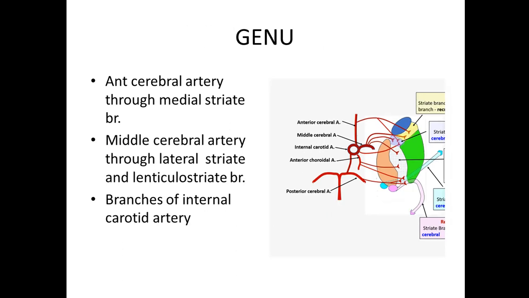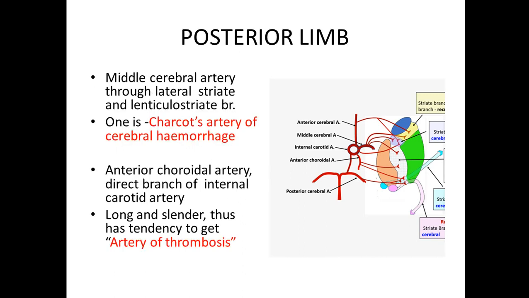And the genu is supplied by the anterior cerebral artery through medial striate branches, and the middle cerebral artery through lateral striate branches and lenticulostriate branches, and directly from the branches coming from the internal carotid artery. Posterior limb, one of the branches of the middle cerebral artery is very important clinically. It is called the Charcot's artery of cerebral hemorrhage, which is very prone to rupture and hemorrhage inside the internal capsule.